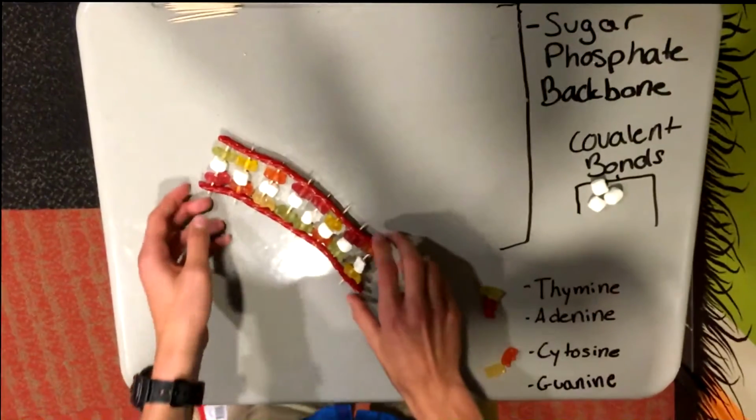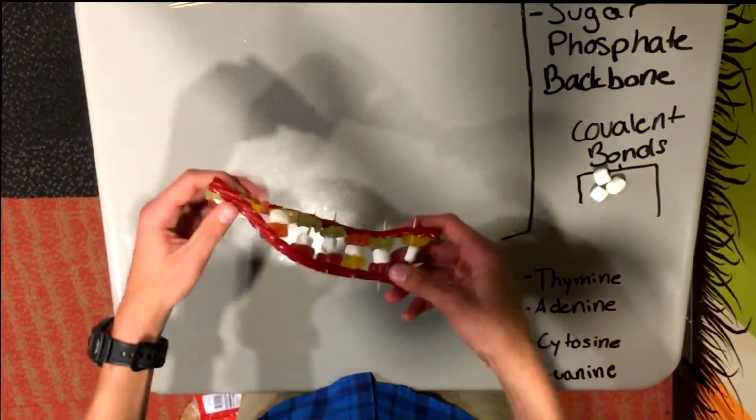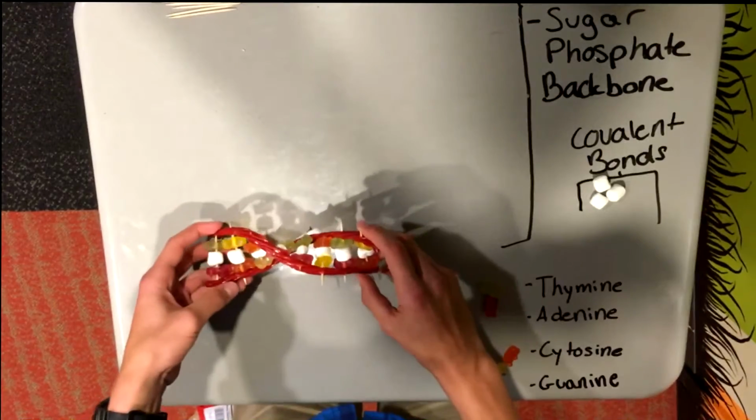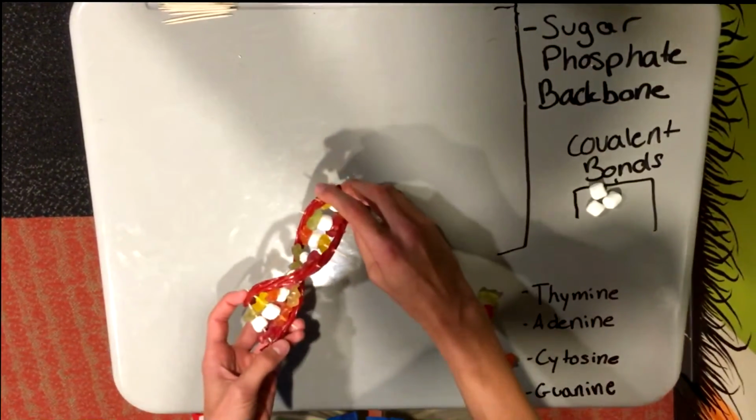So this is the completed DNA. Now, a regular DNA would have a double helix. So there's two lines that are twisted like this.